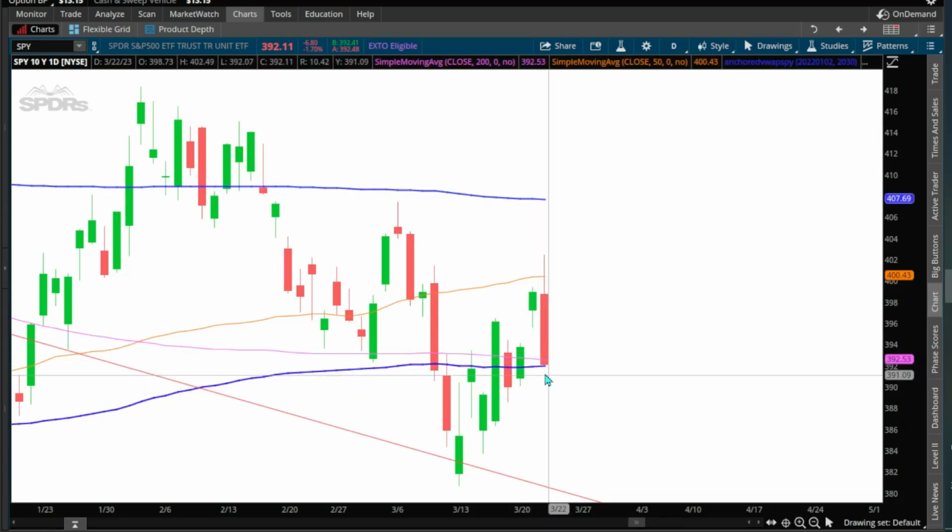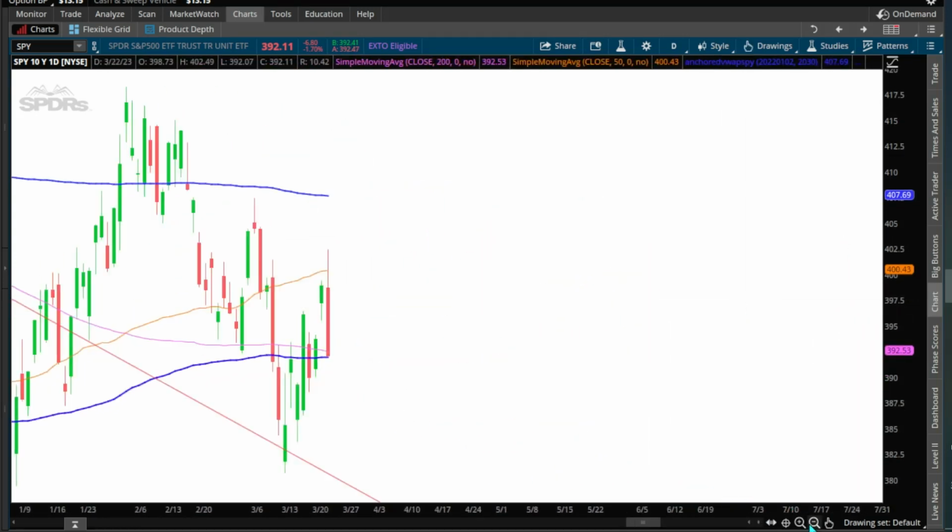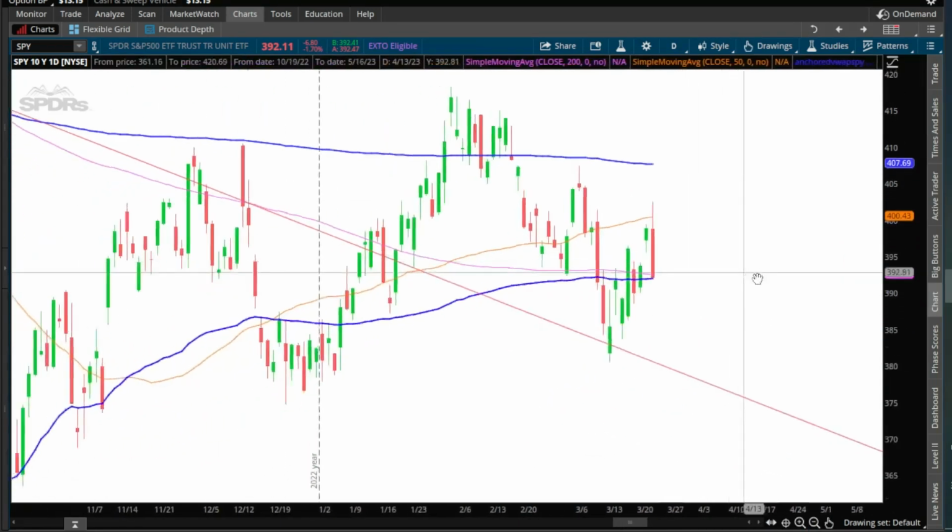But do note, this is essentially where we went down to, this anchored VWAP to the bottom. We didn't really cut below that. So this is why you want to pay attention to anchored VWAPs. They're very, very useful tools. So that's essentially what's going on with SPY, but let's just see what could happen if we do sell off a little bit more.